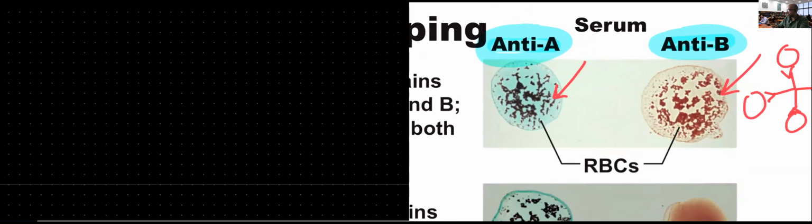So if I have an agglutination reaction with both anti-A and anti-B, what does this mean? I am a blood group of which type? If the reaction takes place with anti-A and anti-B, this means I have both antigen A and antigen B on the surface of my cells, and I'm a blood group type AB.